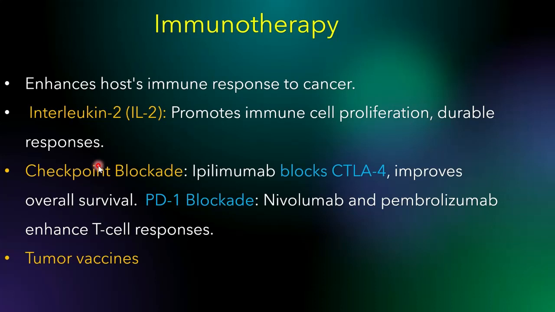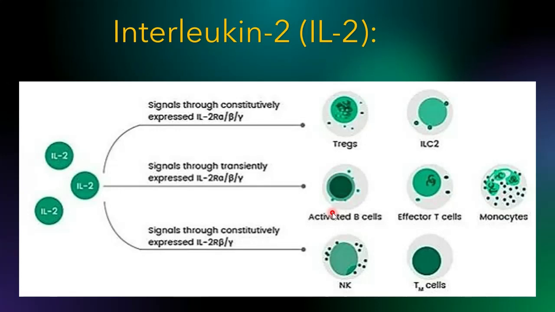Then checkpoint blockade. There are two blockades, CTLA4 and PD1 blockade. For CTLA4, ipilimumab is used, and for PD1 blockade, nivolumab and pembrolizumab are used. Both of these can enhance T cell response. There are also some tumor vaccines. So what is checkpoint blockade? First, interleukin 2 acts on every immunological cell. B cells, natural killer cells, T cells and monocytes are activated. Everything is activated when interleukin 2 is given. But the side effects are also like that. That is the problem with interleukin 2.